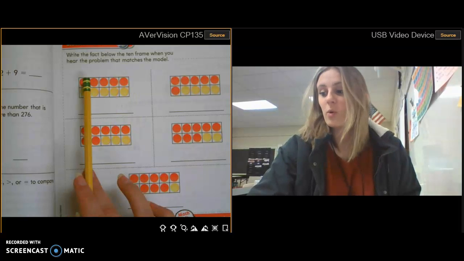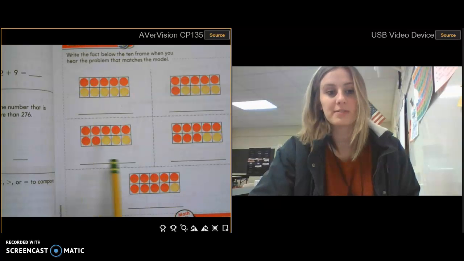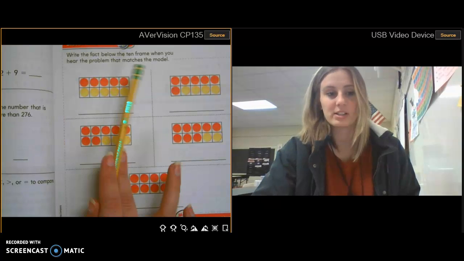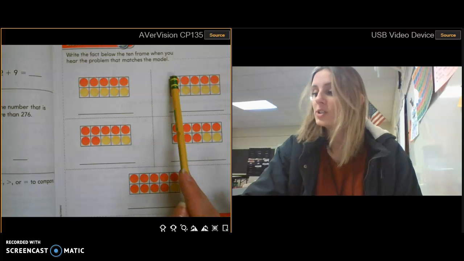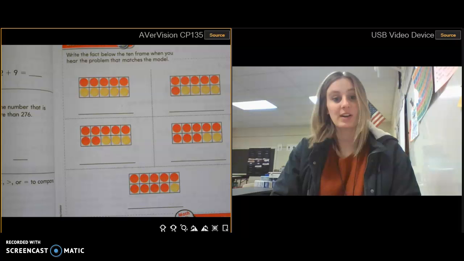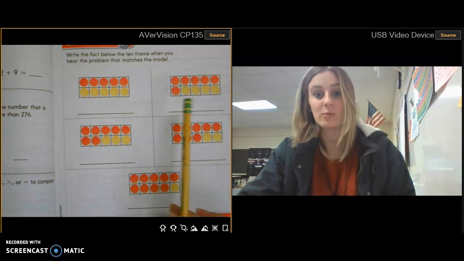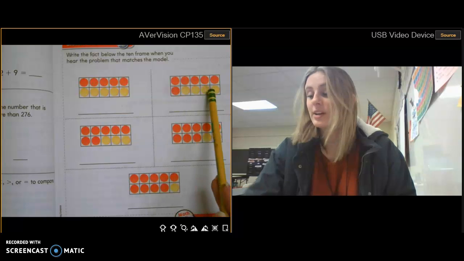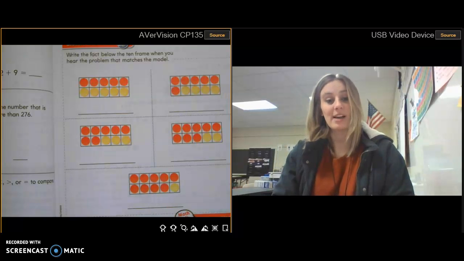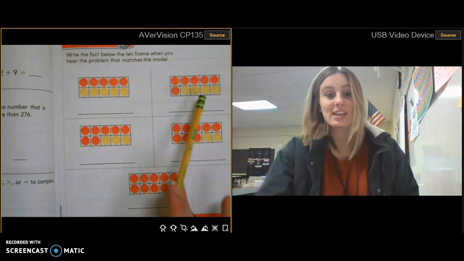Ready? Let's count. 1, 2, 3, 4, 5. So 5 would be our first number, right? So this can't be our tens frame. 1, 2, 3, 4, 5, 6. That could be our tens frame. So we would have 6 large dogs, and let's count our second one. 1, 2, 3, 4. So we would have 6 large dogs and 4 small dogs. So this is our tens frame.